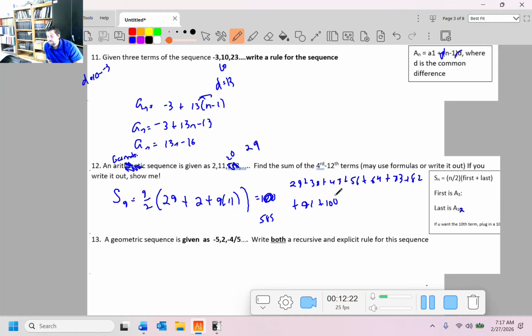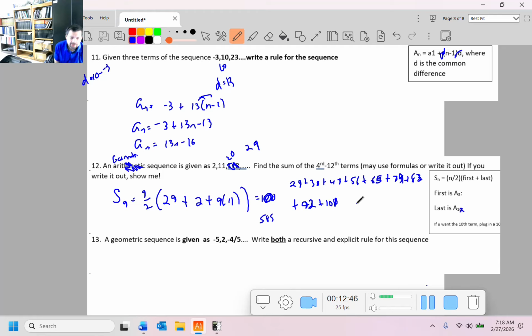Seems off. 29, 38, 47, 56, 65, 74, 83, 92, 101. And that should be the last term. 4th, 5th, 6th, 7th, 8th, 9th, 10th, 11th, 12th. And you just add all those together. I don't know. You do you.